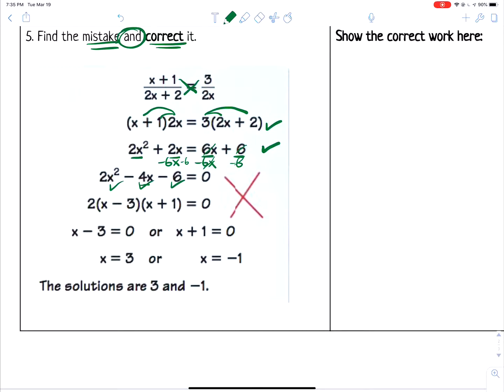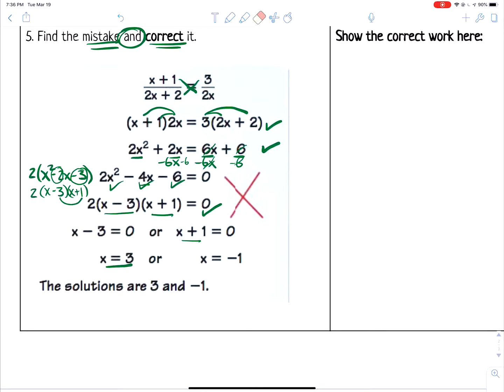Now it looks like they have factored out a 2. So we have x squared minus 2x minus 3 left over. And then they factored it into x minus 3 times x plus 1. So let's check and make sure those numbers are okay. Those numbers will multiply to give us negative 3 and add to give us negative 2. All right, so those look all right. Then they said x minus 3 equals 0, so x equals 3. Or x plus 1 equals 0, so x equals negative 1. And they said the solutions are 3 and negative 1.